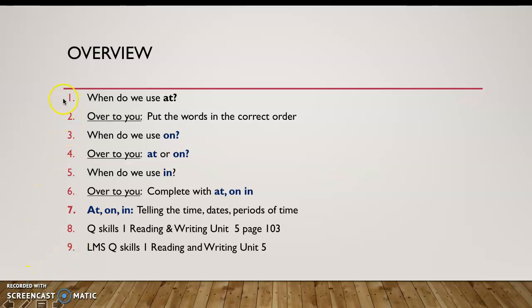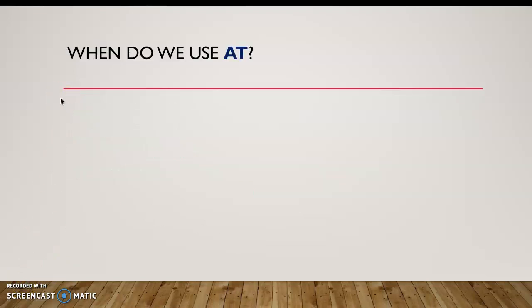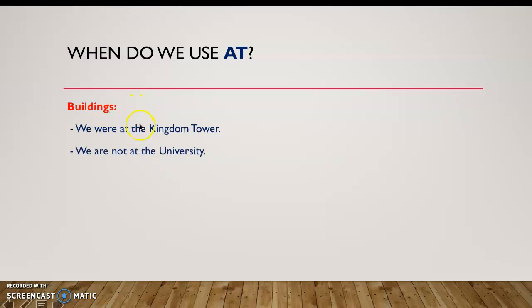Okay, so are you ready? Let's go to the first part. When do we use at? Well, we use at when we're talking about buildings and where we are. So for example, we were at the Kingdom Tower. We are not at the university. Is that difficult? No. Let's look at another example.